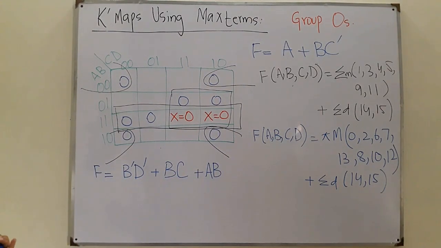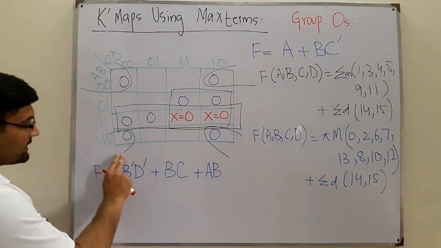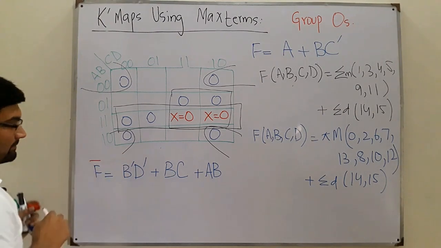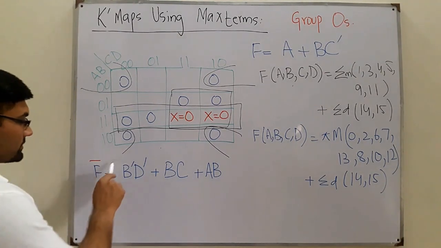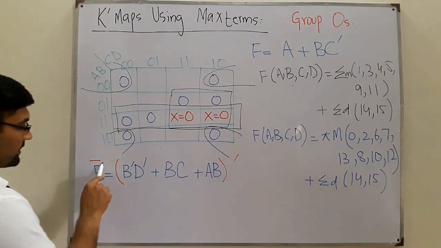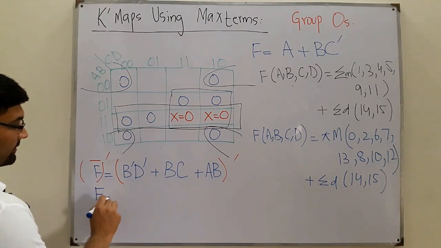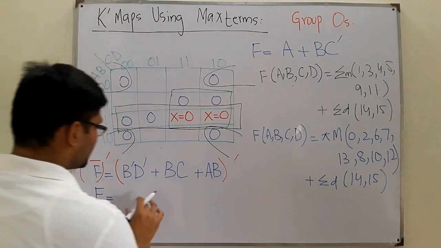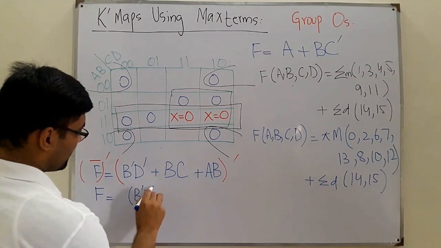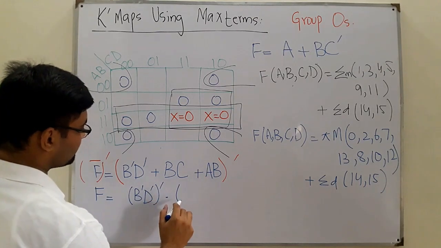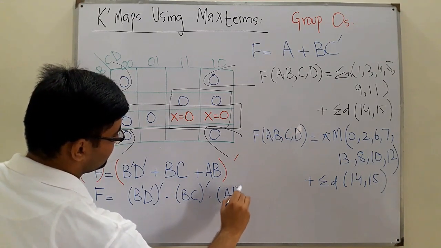But this is not the final answer. I told you about a common mistake everybody does, and I've made it again. This would be in its complement form, this function. All right, so now to remove this complement, you need to apply the De Morgan's law to both sides. So you apply it over here and over here also. Now the complement of a complement would be the function f. And now this would be A complement into B complement into C complement.